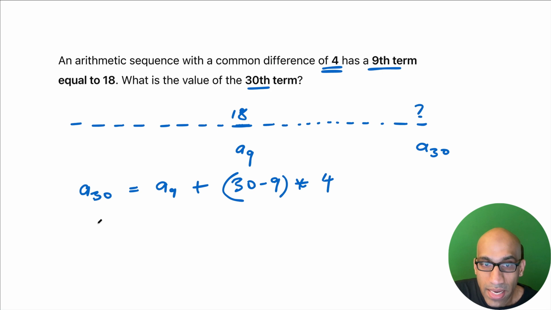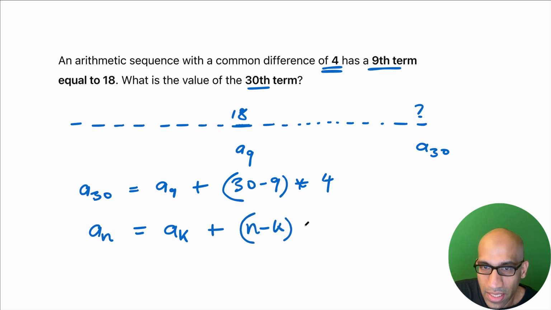Now I'm going to give you the basic general formula, and it is a sub n is equal to a sub k plus n minus k times d. So you see, this is the 30th, this is the 9th, and this n is going to be not the number, it's going to be 30, and this k is going to be 9. So you need only one formula for the entire arithmetic sequence concept, and this is this formula.